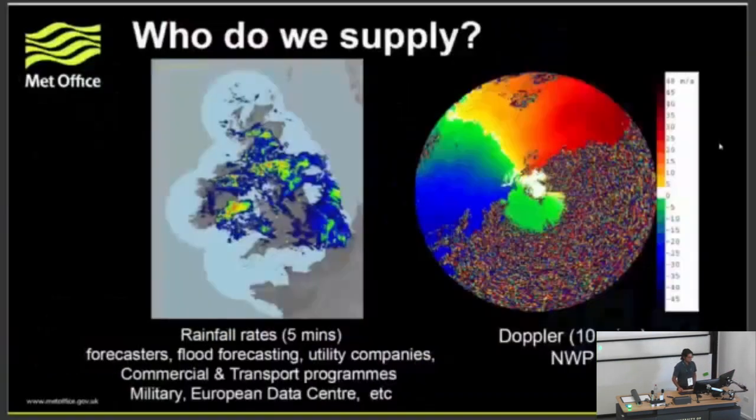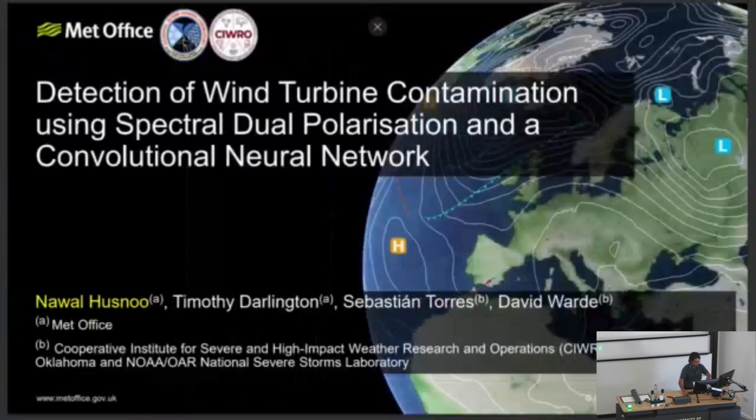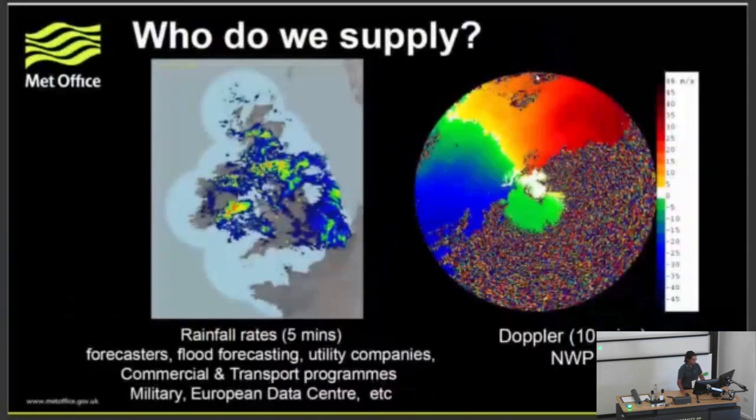Thanks. Yeah. So I thought I'd add some introduction after seeing all the good talks yesterday. We produce at the Met Office a surface rainfall rate every 5 minutes. A composite across the entire UK, and there are 18 radars that contribute to this.